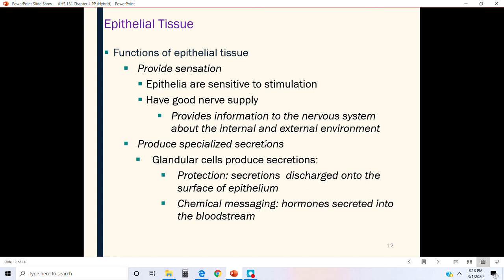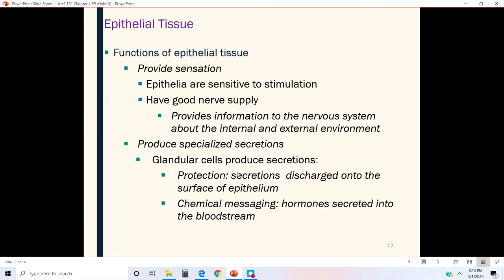Epithelia produces our glands, right? So glands are cells that produce secretions. They can be for protection. These are secretions that are discharged onto the surface of the epithelium. If you think about maybe oil that comes from our skin, it's going to help to protect us. It helps to keep the skin moist and from drying out and cracking, that type of thing. And there are even chemicals in oil that actually help to suppress bacterial growth.